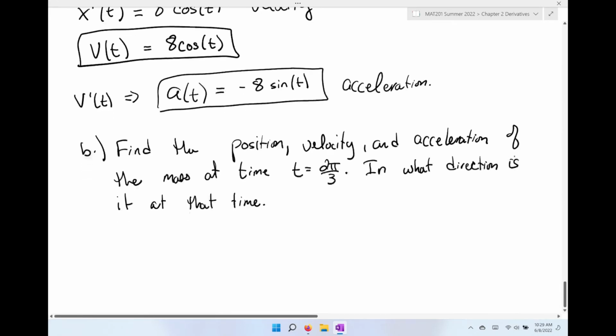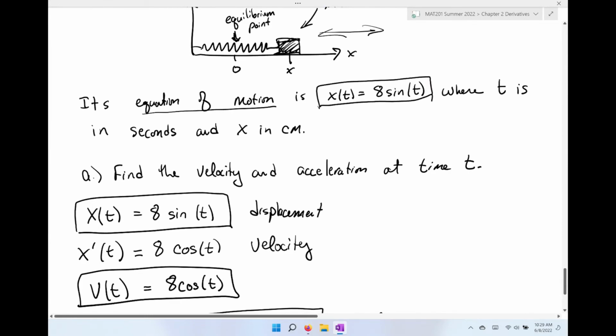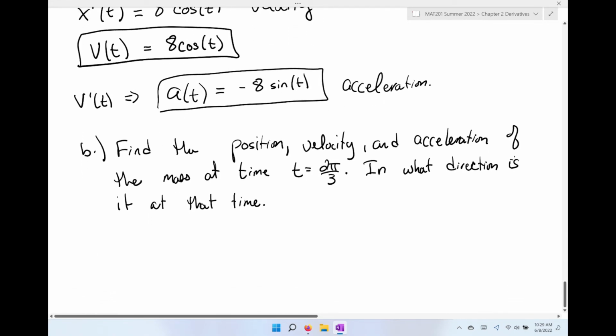Like I said, if we look at this picture, we know that this mass is going to be oscillating back and forth. What we want to know is where is it? What's its velocity? What is the acceleration at t equals 2 pi over 3? And in what direction is it moving at that time? So this is honestly just substitution and simplifying. So let's go ahead and do each one of these separately.